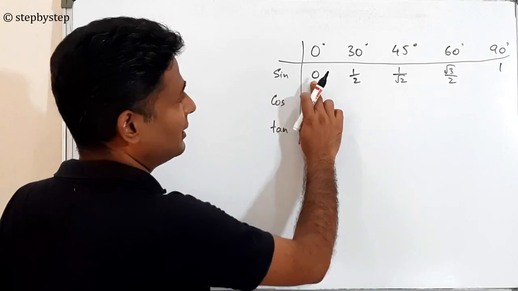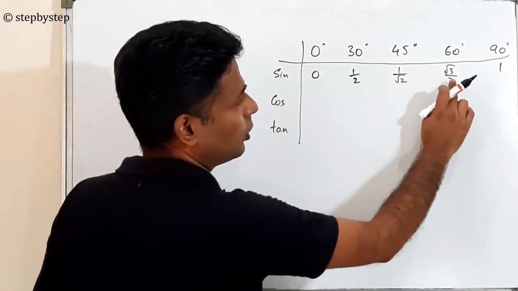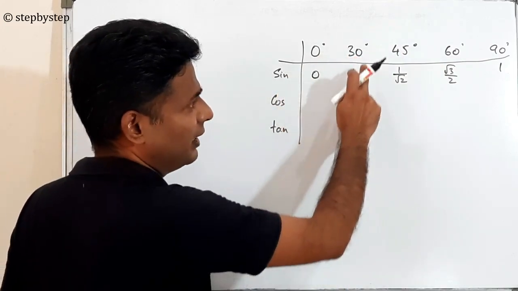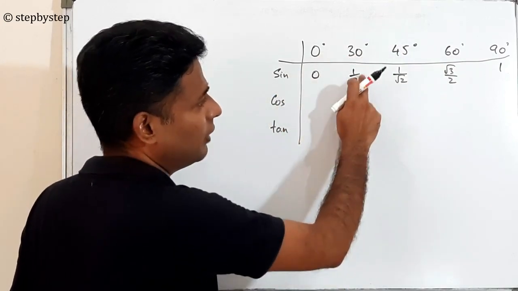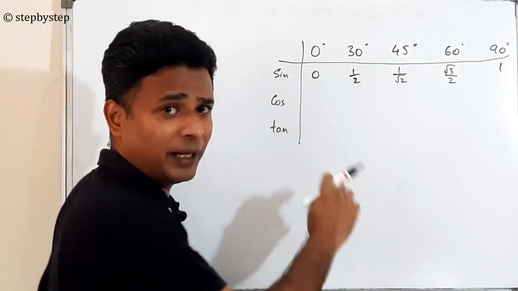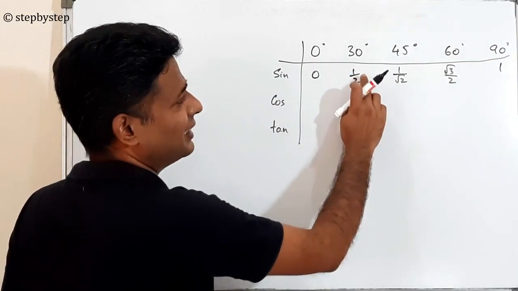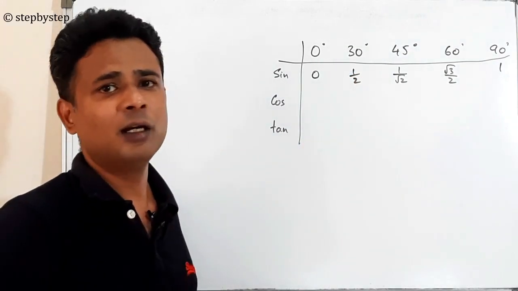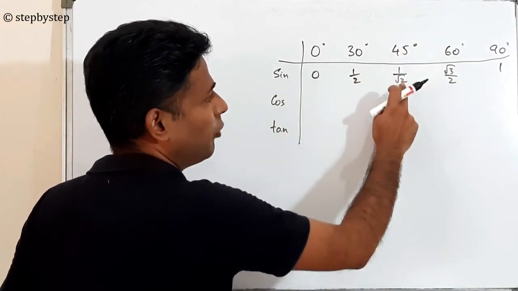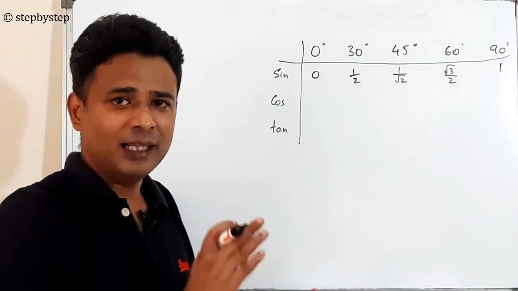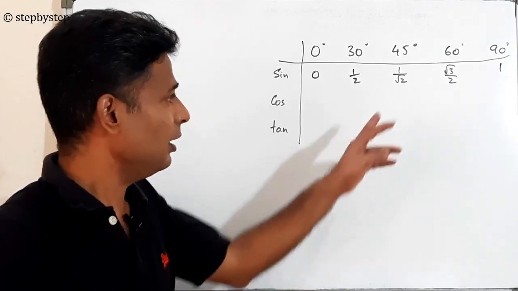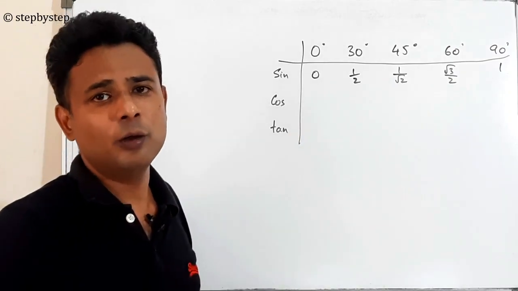Now we know sine is 0, 1 by 2, 1 by root 2, root 3 by 2 and 1. Which means what? When the angle is 30, sine of 30 will be 1 by 2. Sine is opposite by hypotenuse, right? So the ratio of opposite side by hypotenuse will always be 1 by 2. When the angle is 45, sine 45 is 1 by root 2. Which means when the angle is 45, the ratio of opposite side and hypotenuse will always be 1 by root 2.